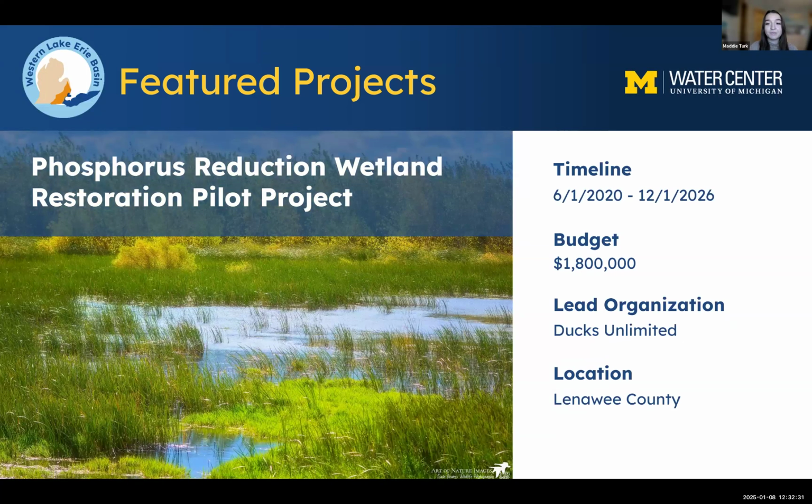The Phosphorus Reduction Wetland Restoration Pilot Project demonstrates how wetland restoration helps reduce nutrient pollution in the WLEB watershed. Project partners purchase marginal agricultural land, restore it to wetlands, and monitor nutrient reduction. The long-term goal is to reduce nutrient outputs from the restored wetland basin area by 50%. This project is estimated to be complete by the end of 2026 and has a $1.8 million budget.